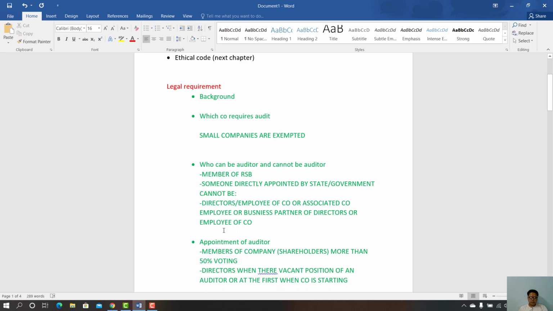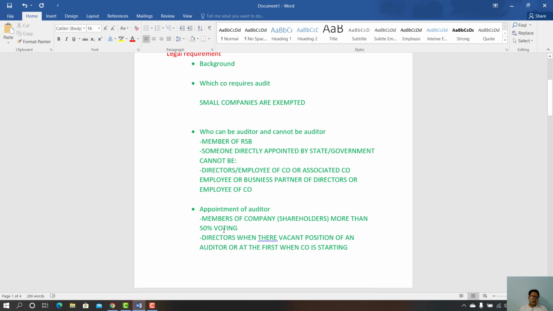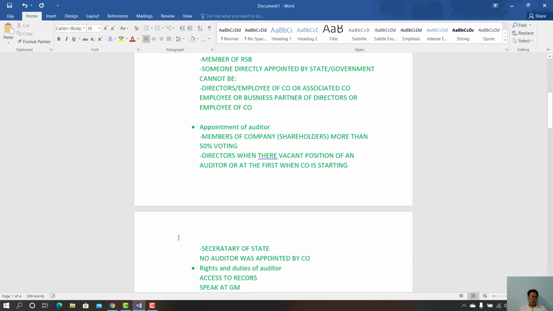So let's talk about the appointment of auditor. Who can appoint an auditor? There are three. One is a member of the company, that is a shareholder. An auditor can be appointed by the shareholders by ordinary resolution, that is, more than 50% voting.